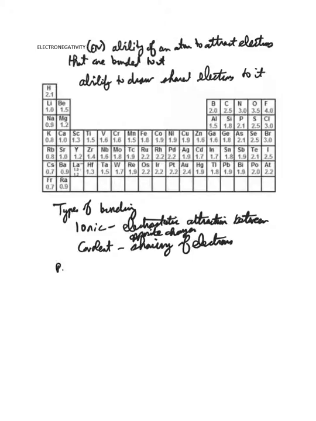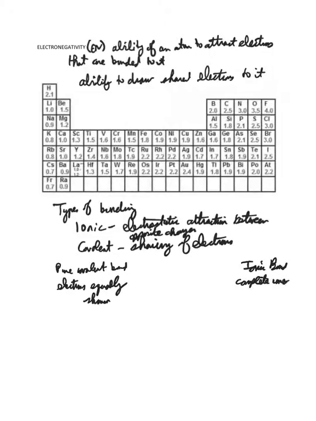We could have a pure covalent bond where it's a neutral atom where the electrons are equally shared. In an ionic bond, there's a complete uneven sharing of electrons. In fact, one of those ions has all the electrons holding it together. It's actually opposite charges attracting.